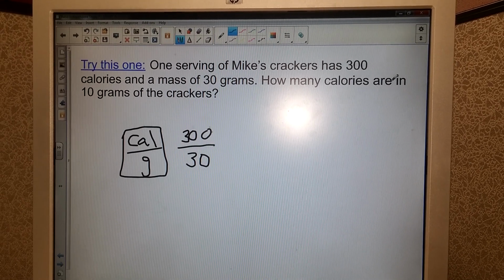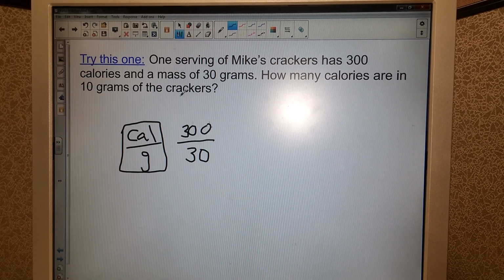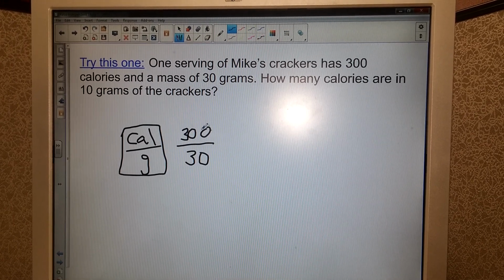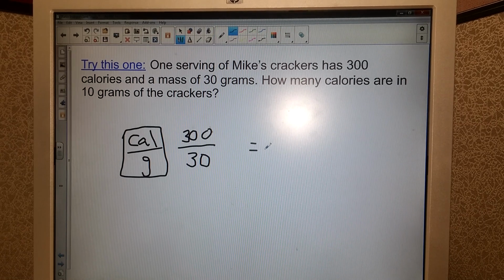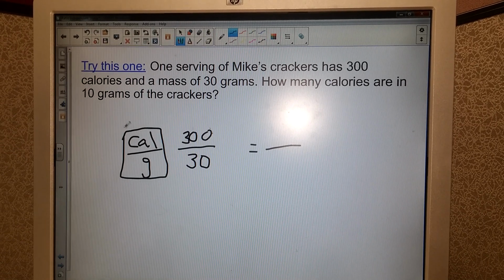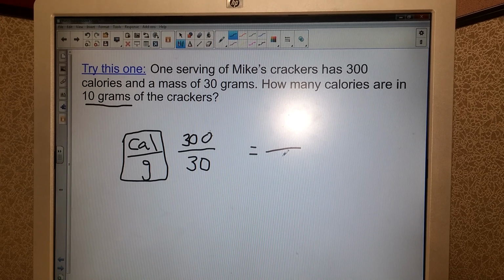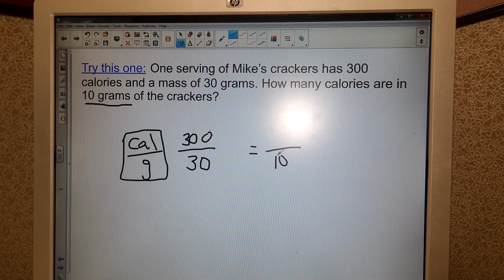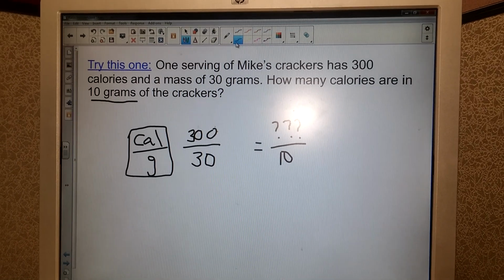So how many calories are in 10 grams of the crackers? So, I know that 300 calories is in 30 grams, and we want to know how many calories are in 10 grams. Well, if I'm talking about 10 grams, I'm keeping track of grams in the denominator. And what I'm trying to find is, okay, how many calories are there? So this is a really similar problem to the first one.